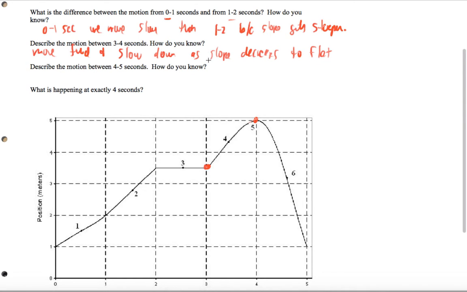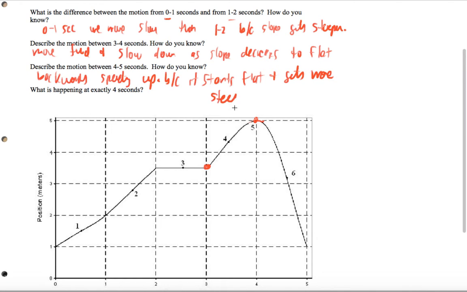And then we want to describe the motion between 4 and 5 seconds. We start off slow and then we go backwards, speeding up. So backwards, speeding up, because it starts flat and gets more steep in the negative direction.